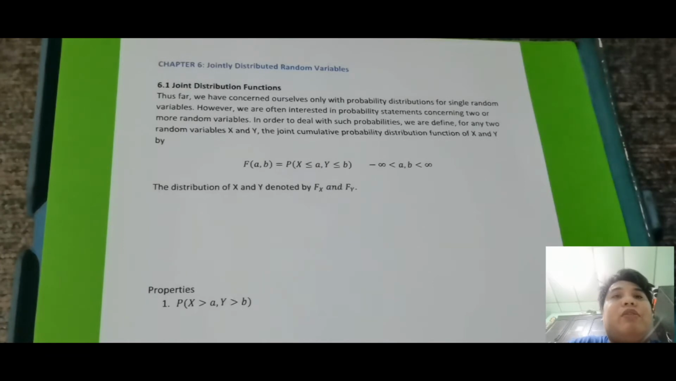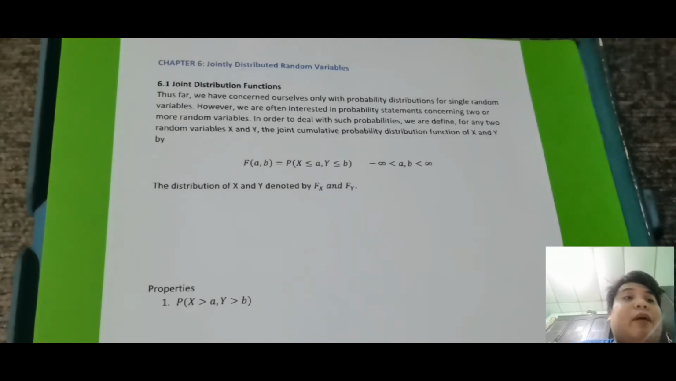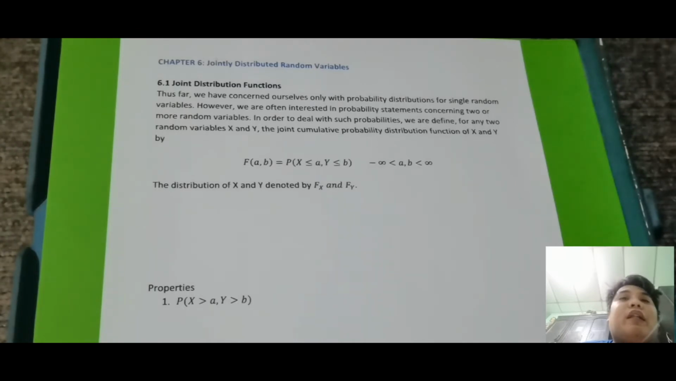Chapter 6 is all about jointly distributed random variables. Okay? So ito nga, 6.1 joint distribution function. Thus far, aside sa mga napag-aralan na natin, we have concerned ourselves only with probability distribution for a single random variable. From discrete up to continuous, ang pinag-uusapan natin is isang random variable.